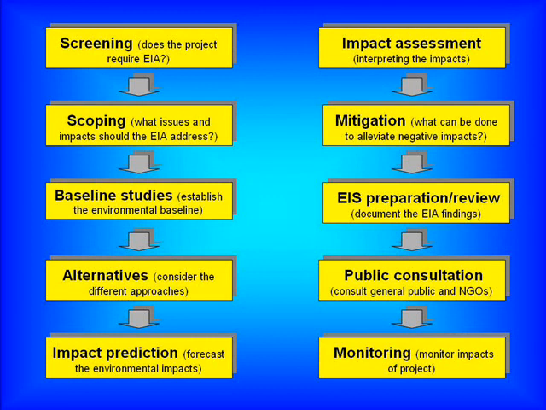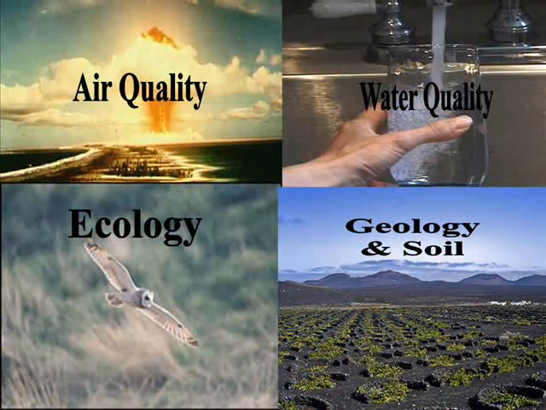Mitigation methods are given to alleviate the negative impacts. Documentation of EIA findings is sent for public consultation to general public and NGOs. The impacts of projects are continuously monitored. Monitoring on a regular basis involves the monitoring of air quality, water quality, ecology, geology, and soil.